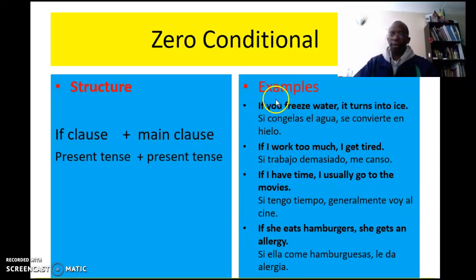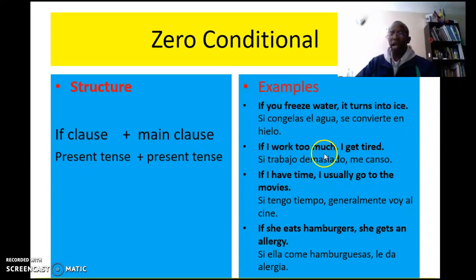There we have the first sentence. If you freeze water, it turns into ice. This means that it's something scientific that is sure. If you put some water in the fridge, automatically it will change into ice. And that means that it is true. Nobody will doubt that.